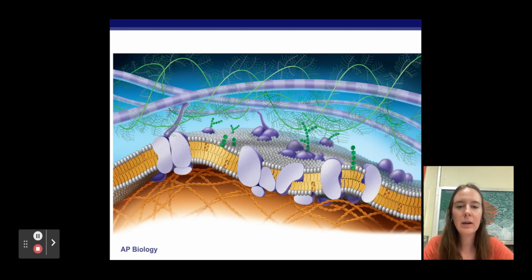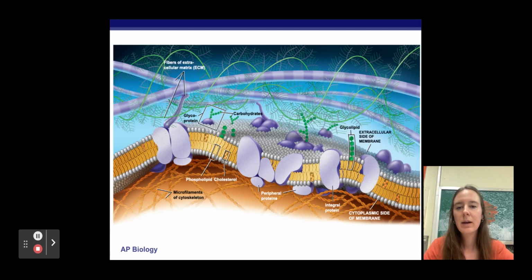And what we're looking at now is actually an animal cell. So notice here that there's no cell wall outside like prokaryotic cells have and plant cells have. So we're just looking at animal cells here. So this could be one of your cells. And let's take a little tour.